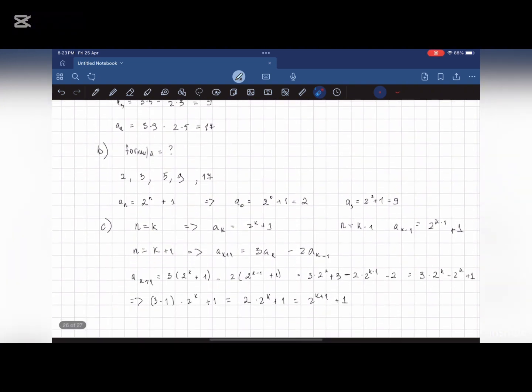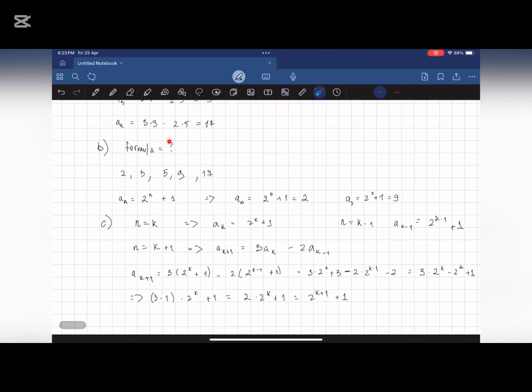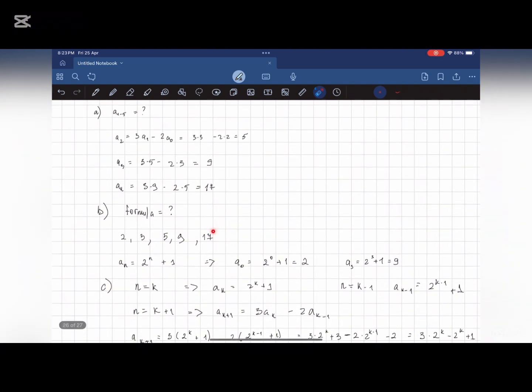So in the B, we should guess a formula. So to guess the formula I use the first 5 elements, and in here we can see some formula between them. It's like a_n equal to 2 to the power of n plus 1. So a0, for example, equal to 2 to the power of 0 plus 1 is equal to 2.